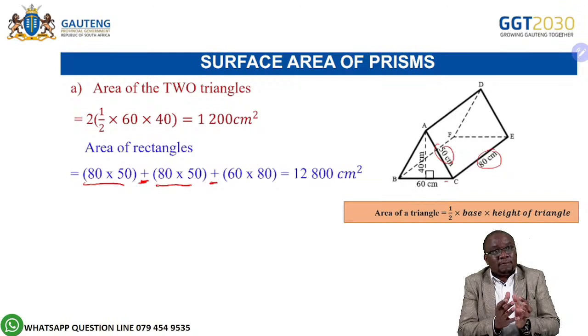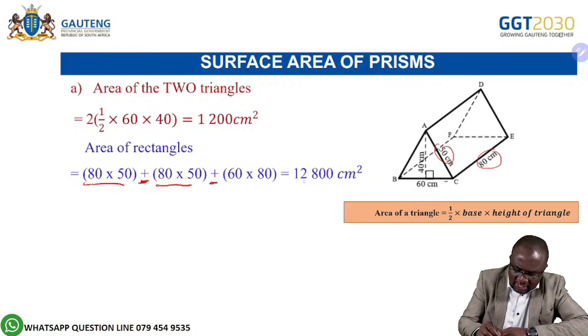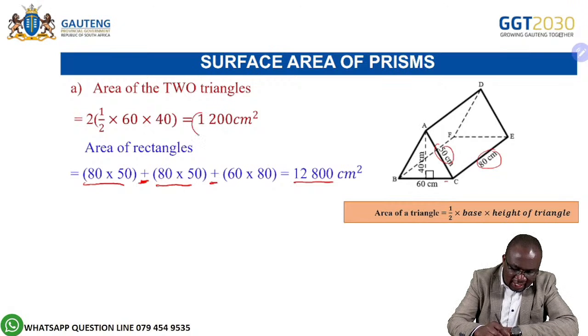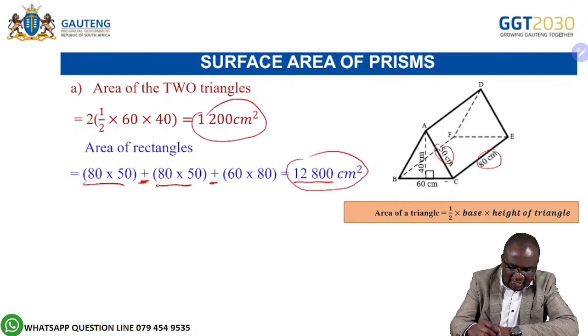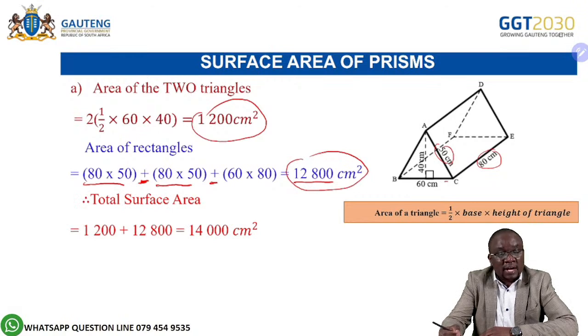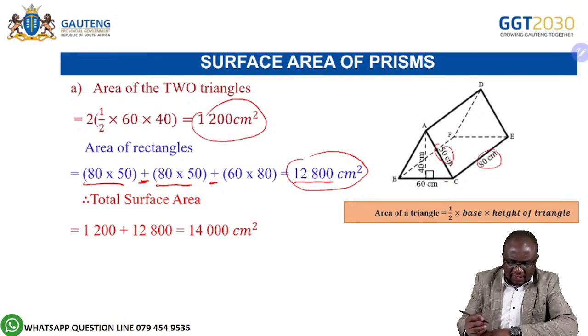The area of a rectangle plus the area of another rectangle plus the area of the third rectangle. And then we what? We get our area, which is 12,800. And then we add these two. We add these two. We're getting our 14,000 square centimeters. 14,000 square centimeters. Right. And then what did B say?